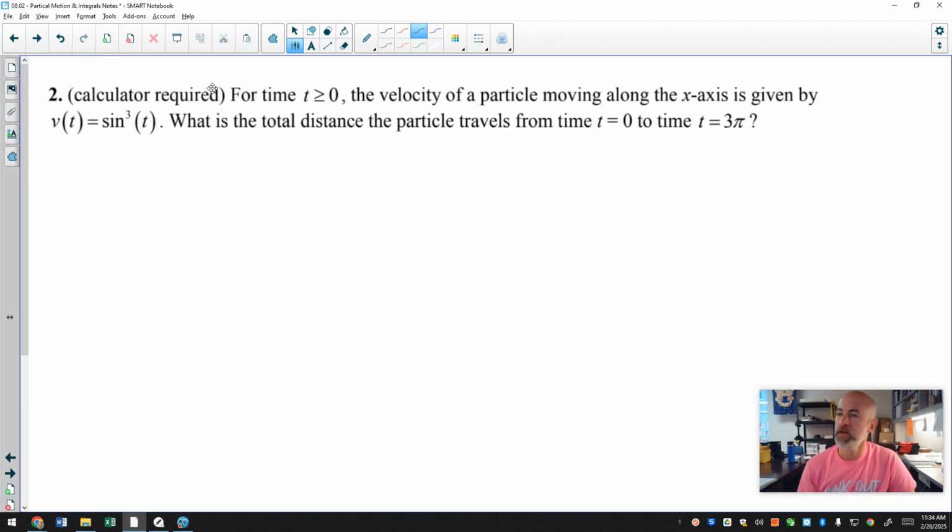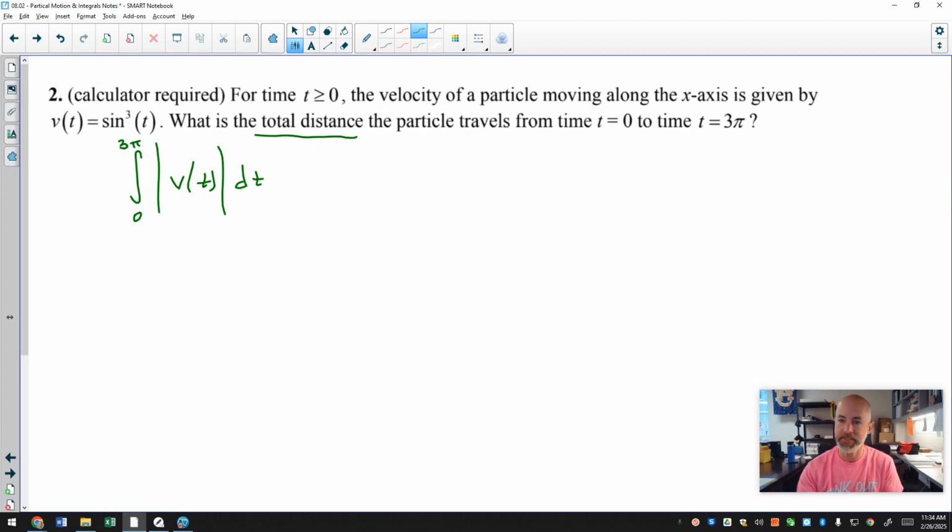So we have another particle moving along the x-axis. Again, it's a calculator active question. What is the total distance traveled? Total distance means, and we're given velocity, I need to find the antiderivative of the magnitude of velocity. I'm not going to write the function. I'm just going to write v of t dt. And we need to evaluate that from 0 to 3 pi.